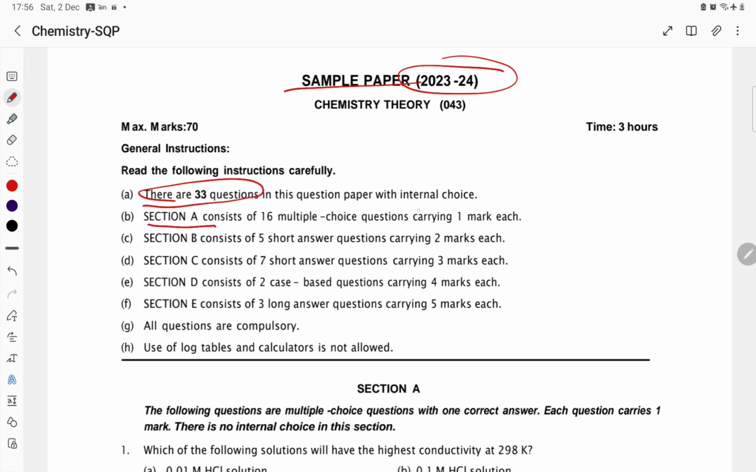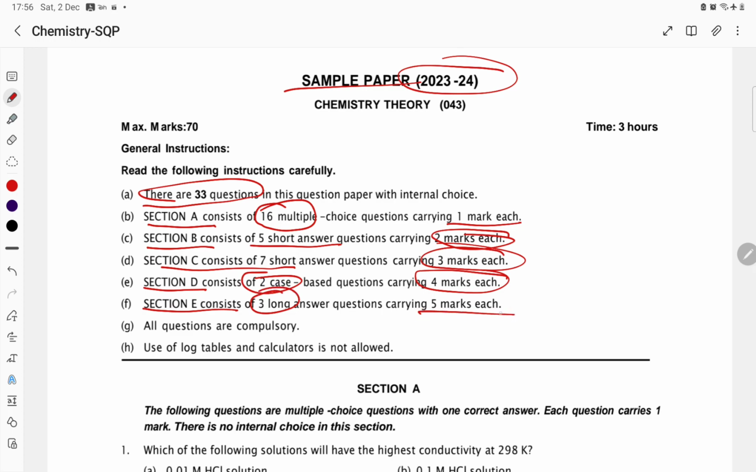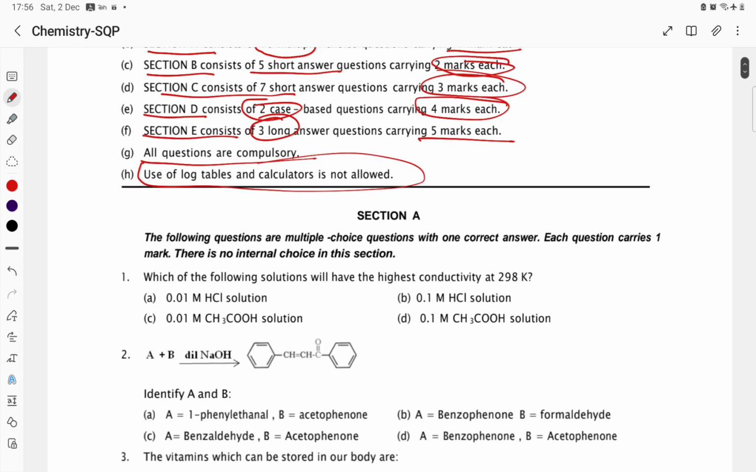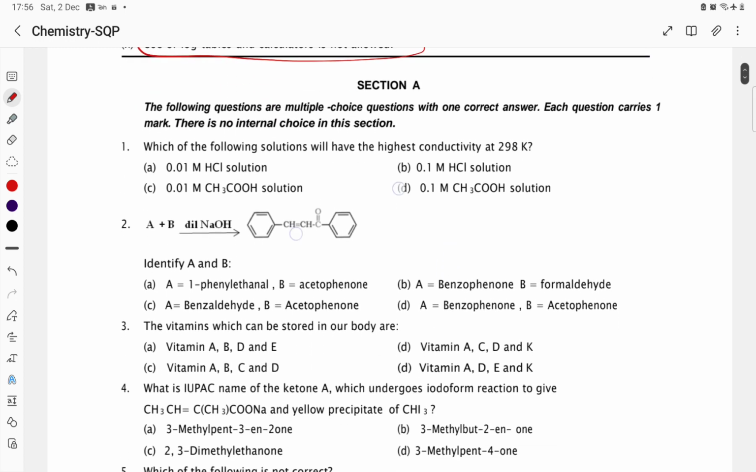Section A consists of MCQs, total 16, 1 mark each. Section B has 5 short questions of 2 marks, student. Section C has 7 short questions of 3 marks. Section D has 2 case study based questions of 4 marks. Section E has 3 long questions of 5 marks. All questions are compulsory. Use of log table and calculator is not allowed. So the log table you cannot see, student, which means the log values must be given.